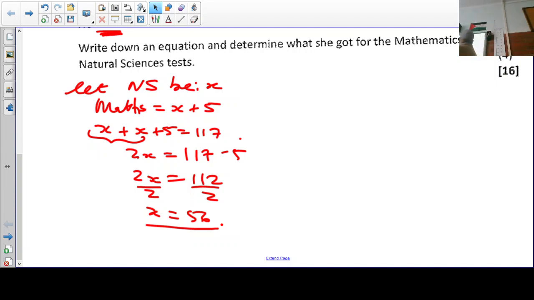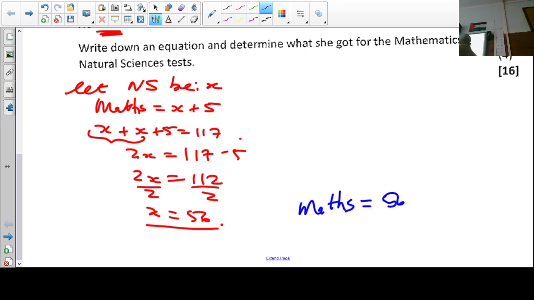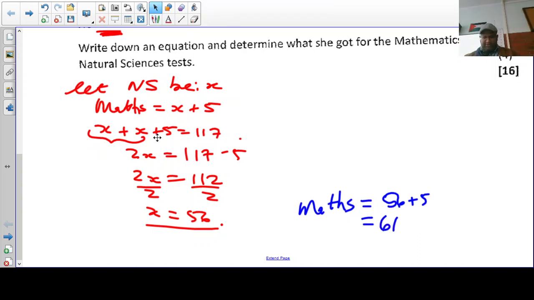And the maths. Say NS. Okay. So the maths is 56 plus 5, which is 61. Not too bad, no? Not too shabby.